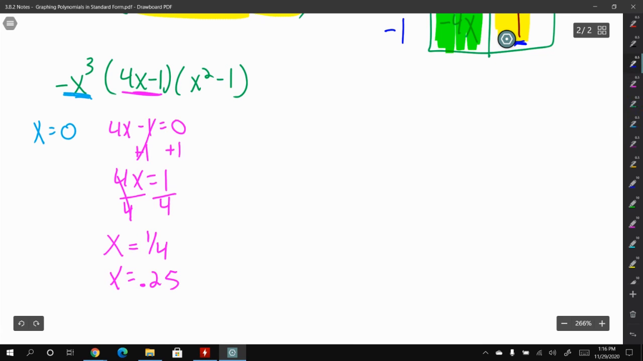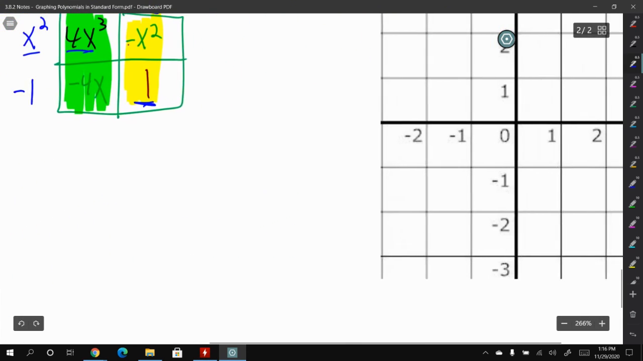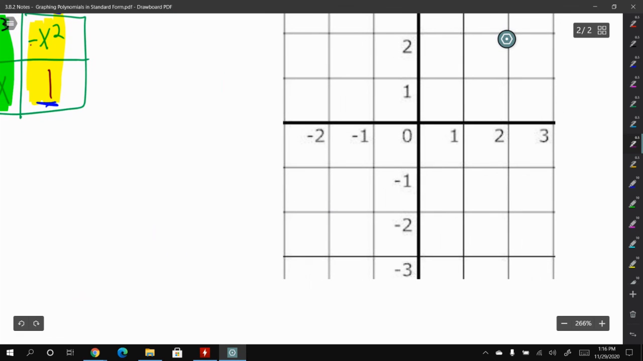And then we have x squared minus 1 equals 0. We'll add 1 to both sides. x squared equals 1. And then when we square root everything, we get x equals plus or minus 1. So we have a 0 at negative 1, at 0, at positive 1/4, and at positive 1. So let's go ahead and plot those. Negative 1, 0. Now 1/4 is going to be closer to 0 than 1, and then positive 1.